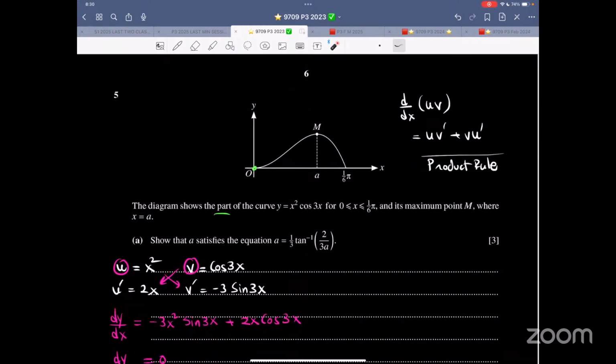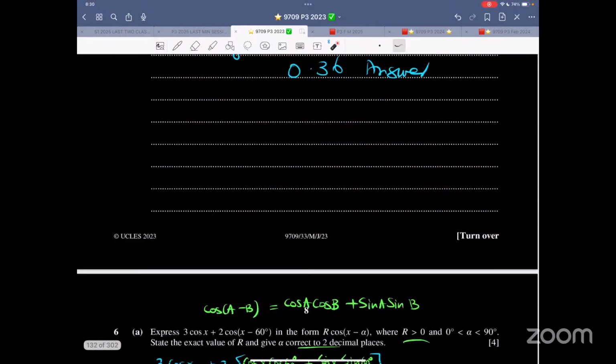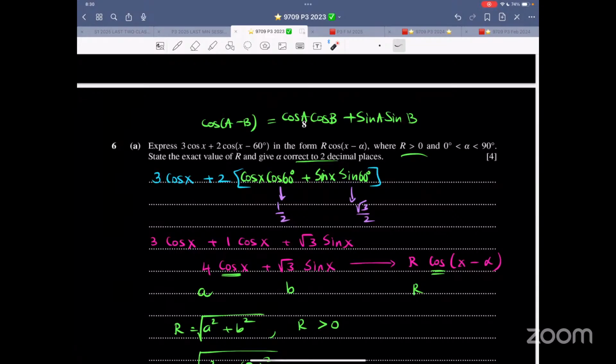Question number 5, even though I think it looks like a numerical solution, let's keep it for tomorrow. A compound angle, very, very necessary. Cosine A minus B, that's cos A cos B plus sin A sin B. Negative gives you positive, positive gives you negative.